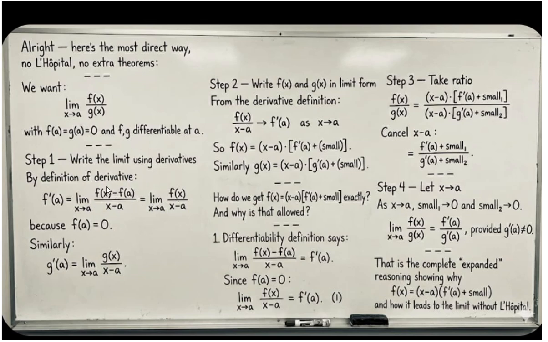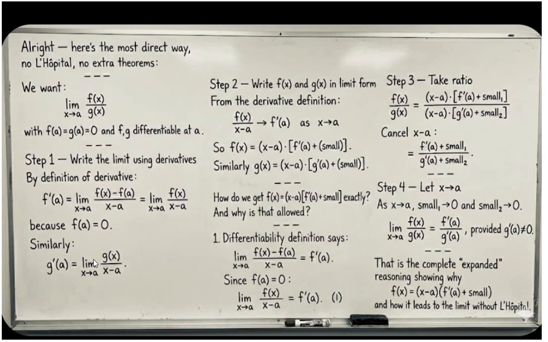Whenever x is very close to a, we are putting x is equal to a plus h, and that ratio is given by f dash of a. Since f of a is equal to 0, that is given by the limit of f of x divided by x minus a, because f of a is equal to 0.